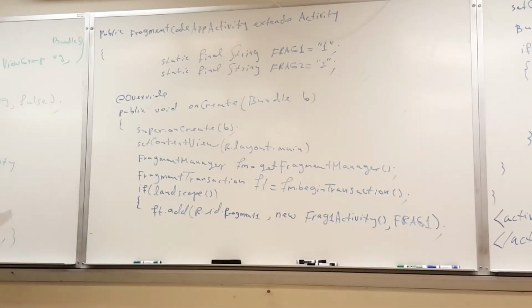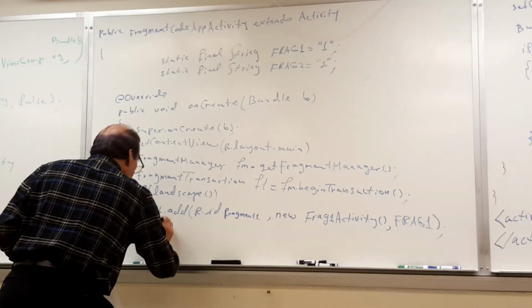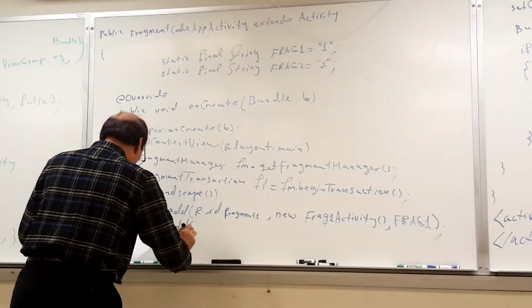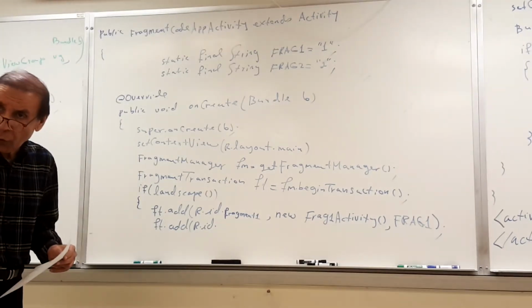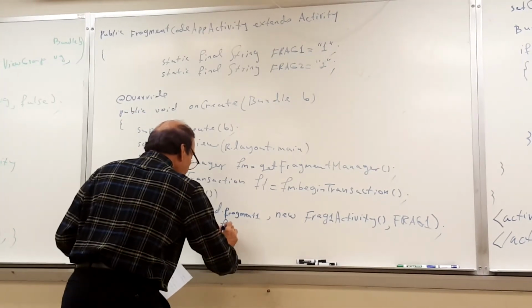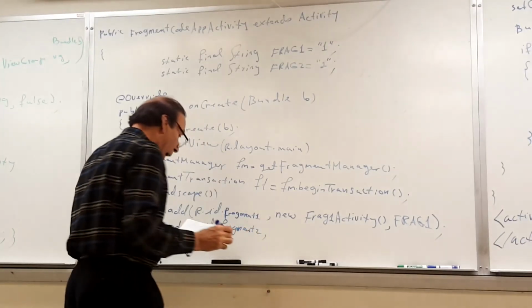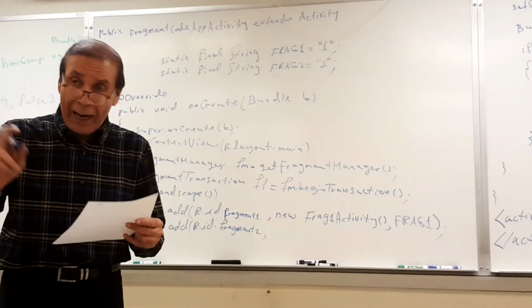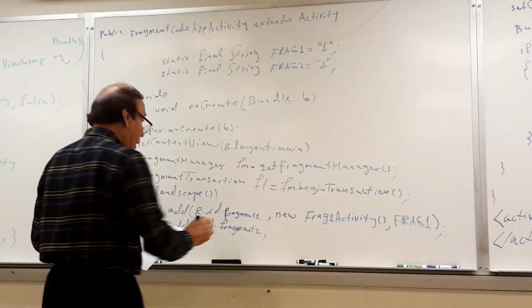Now, since it's a landscape, we have room for another add. Let's go for another add. ft.add(R.id, we call it fragment two. Am I right? Fragment two. Comma, and the name of the second Java program that we made, which we call frag2 activity. Do you remember? Frag1 activity, frag2 activity. So frag2 activity.